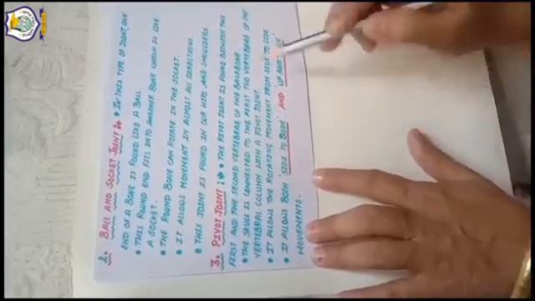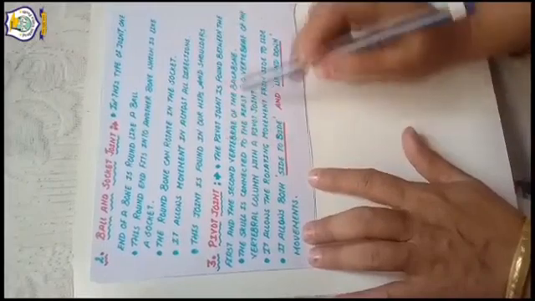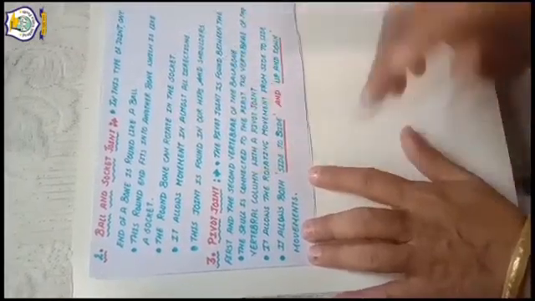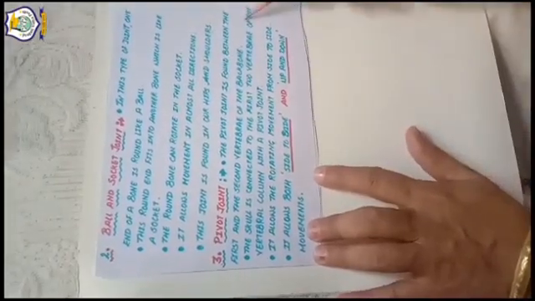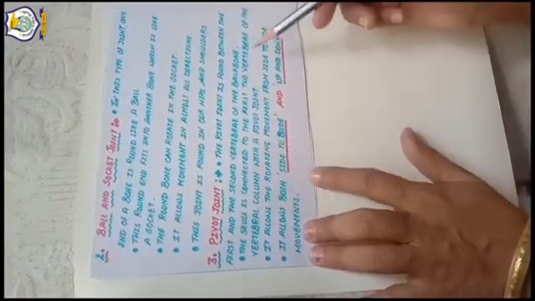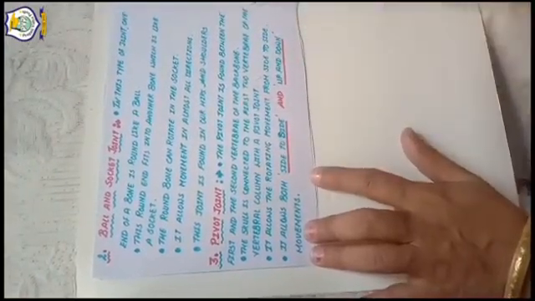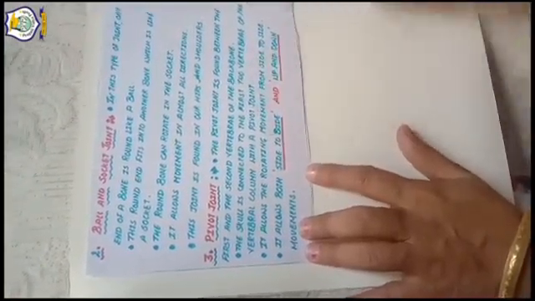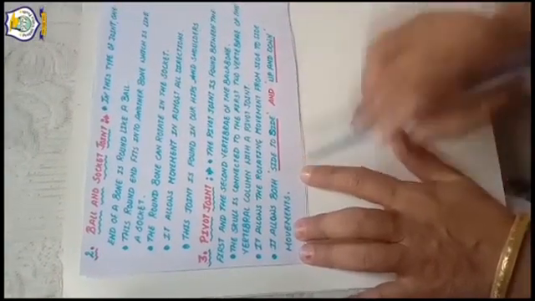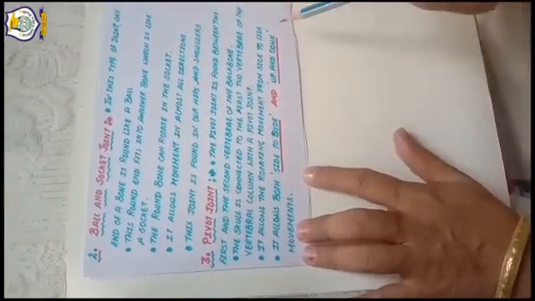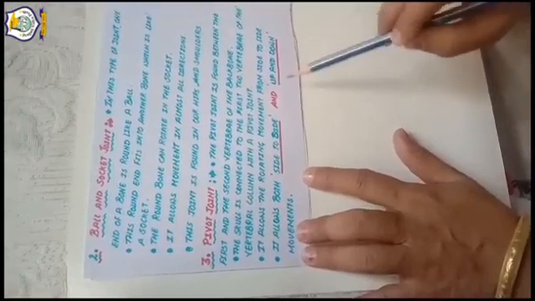So the pivot joint is found between the first two vertebrae of the vertebral column. The skull is connected to the first two vertebrae of the vertebral column with a pivot joint, which allows rotating movement from side to side and up and down.